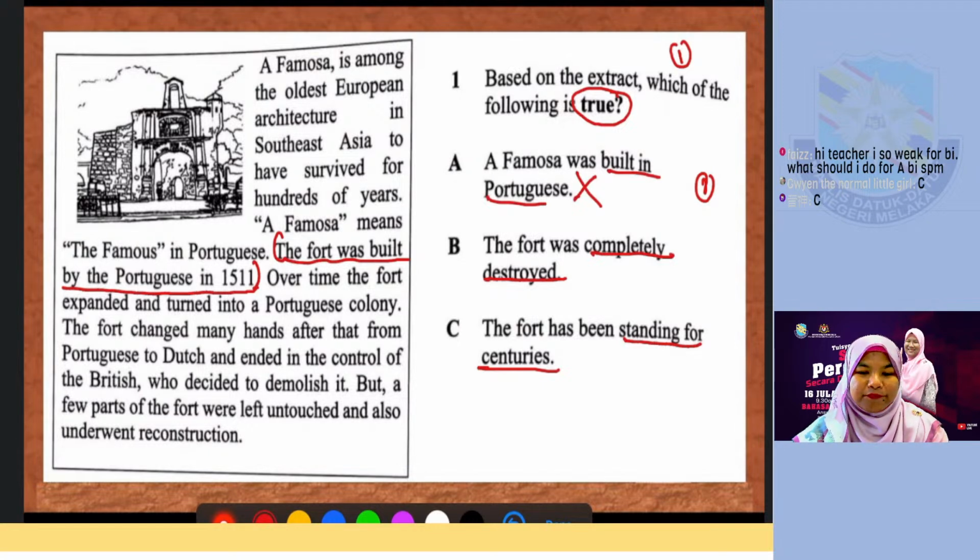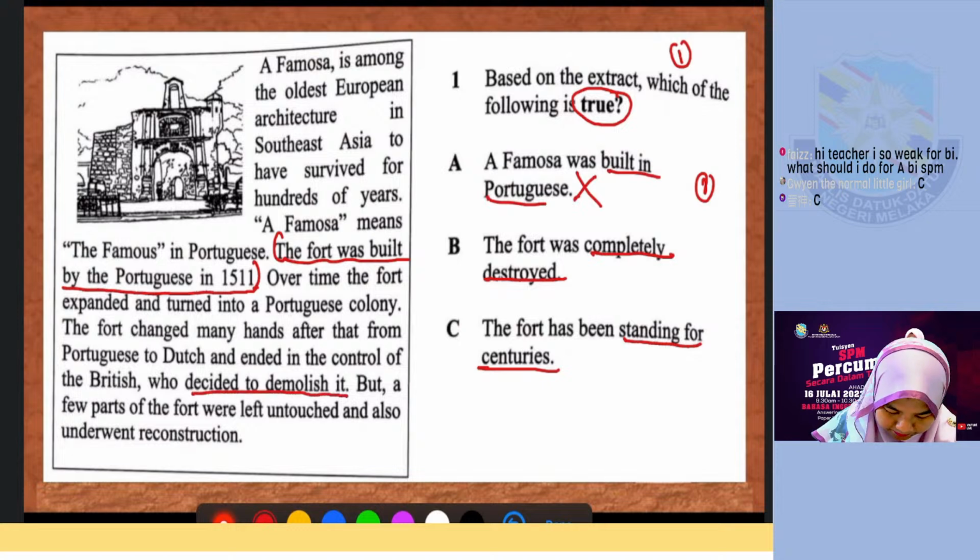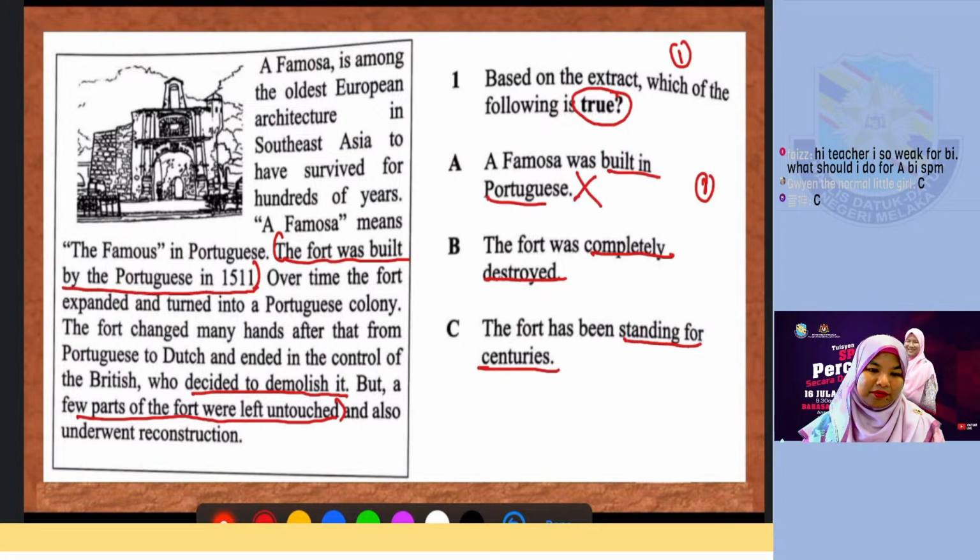B, the fort was completely destroyed. It means that the fort was completely demolished. Is it true? Again, it is not, because here, it decided to demolish it, but a few parts were left untouched. So there are still some remaining of the fort. If you go to Melaka, you will see there are parts of A Famosa still standing strong. So B is completely wrong, and you are only left with C.